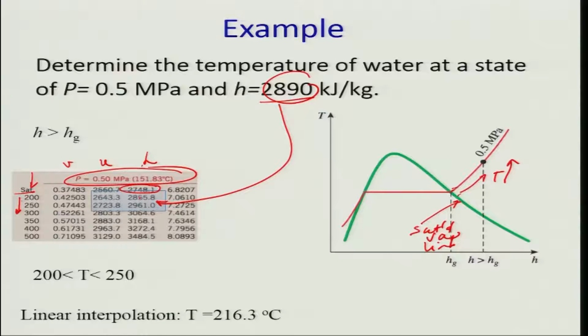This is H. So this is more than 2855.8 but less than 2961.0, and it essentially means the temperature of the system is somewhere between 200 to 250. Then you can use linear interpolation to find out the temperature, based on your enthalpy values.